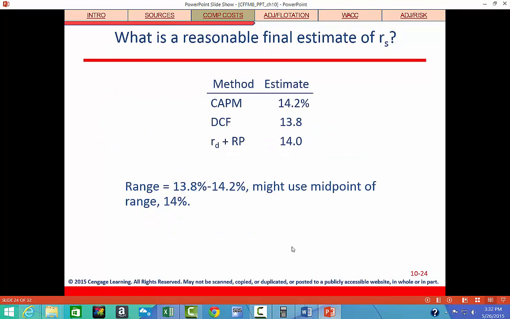Now, since we have 3 different estimates, the best thing is to do all 3 and just take the average of the 3, or they suggested using the midpoint, which is actually the same thing as the average in this case. So they're going to choose 14%. Usually we take the average.